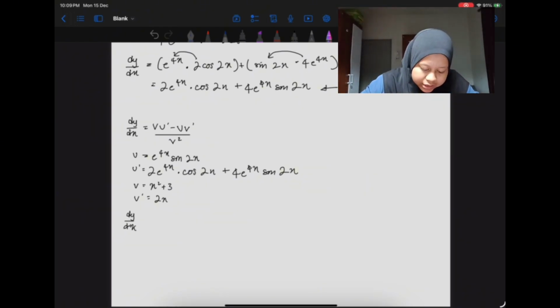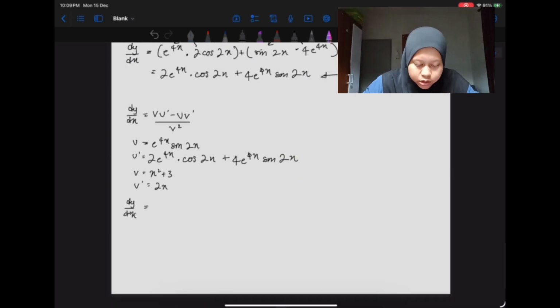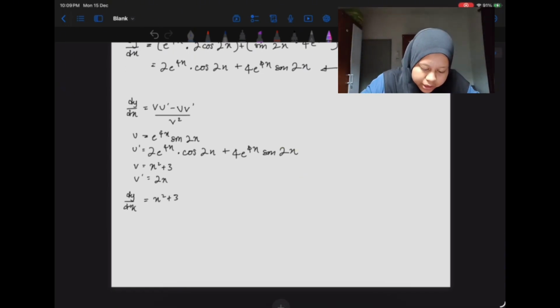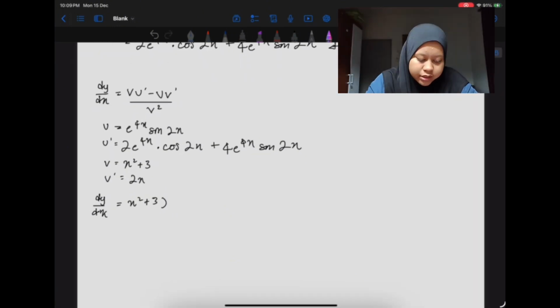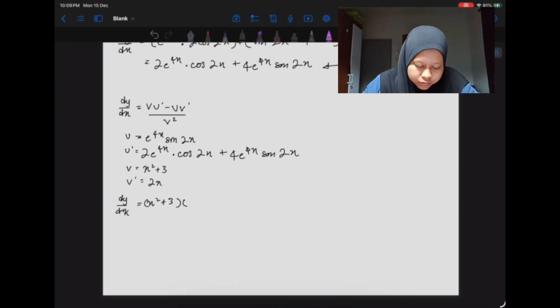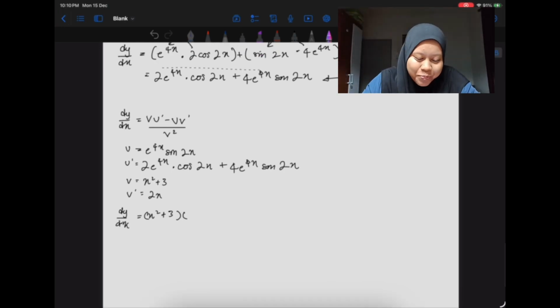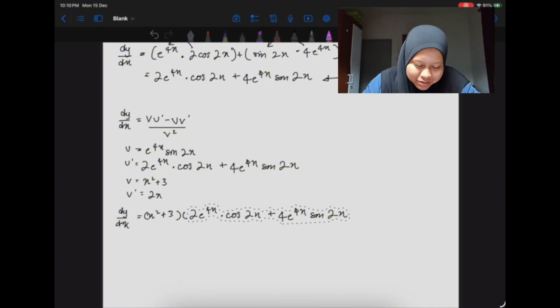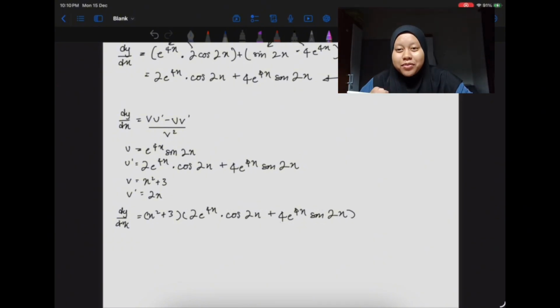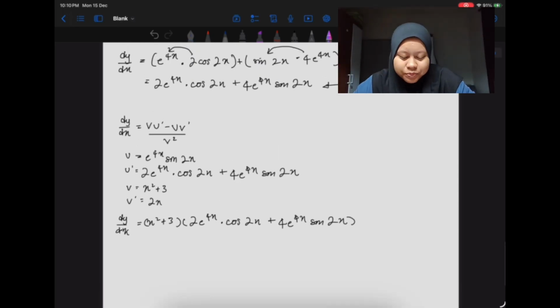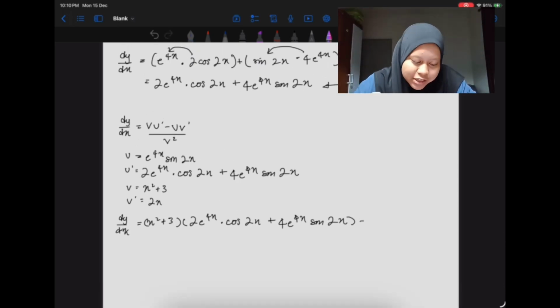dy over dx equal to, first put the v, x squared plus 3, multiply, or I prefer to use a bracket, so I will use a bracket. I'm just going to copy and paste, like Madam said, to avoid writing something wrong somewhere. And then plus, and then minus u, the u. I forgot to put a big bracket, so I won't get confused.